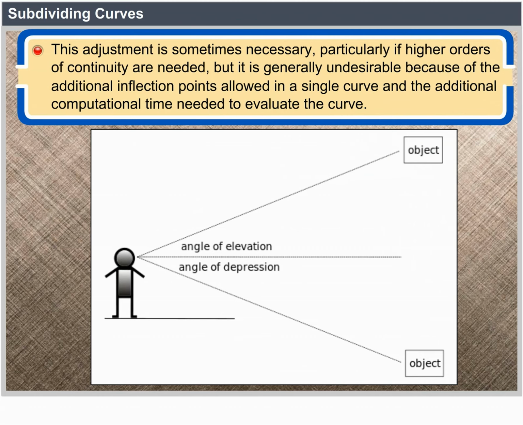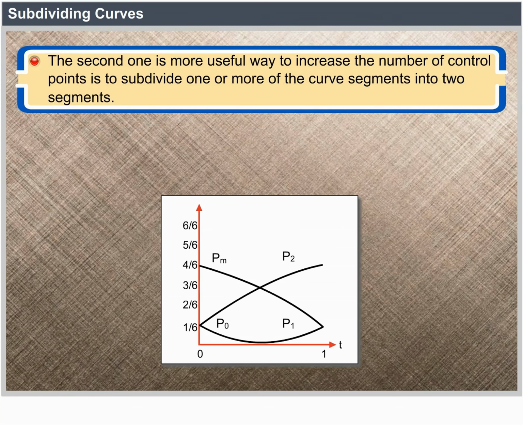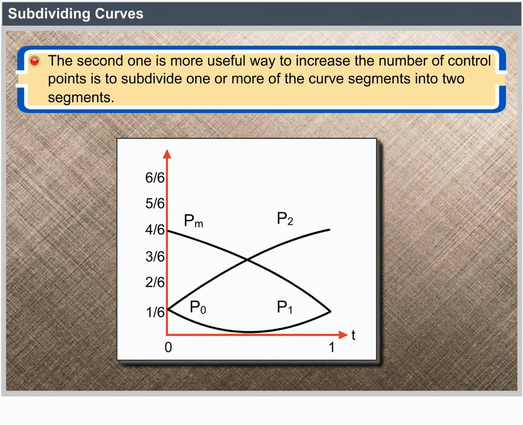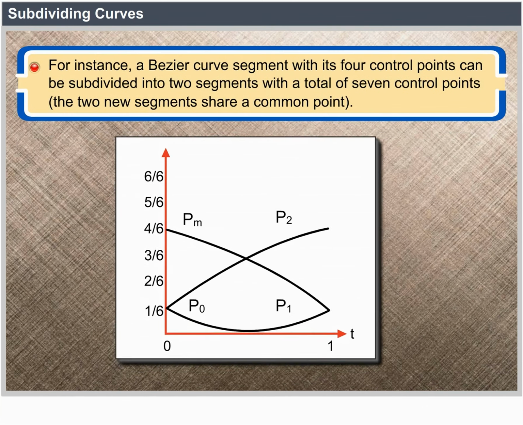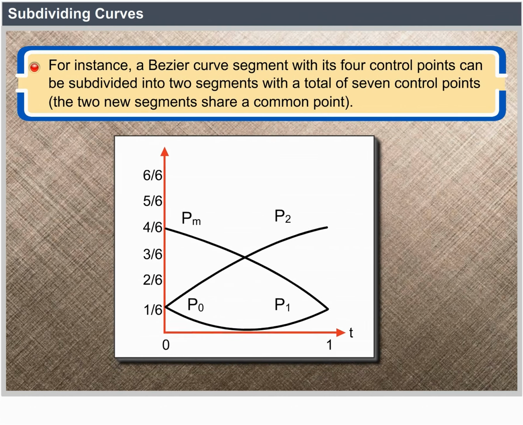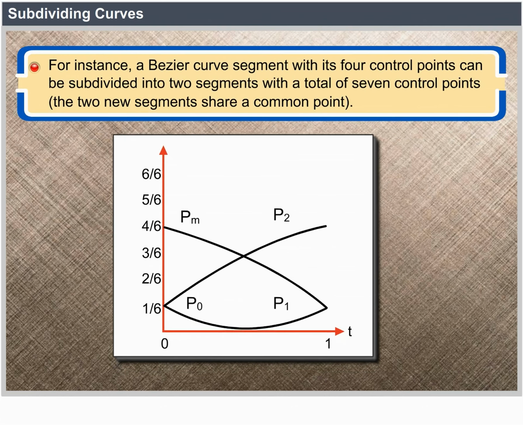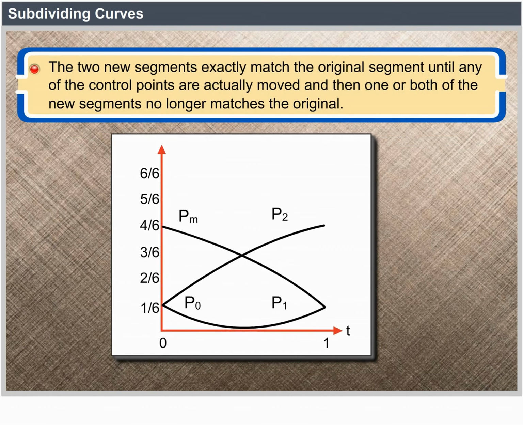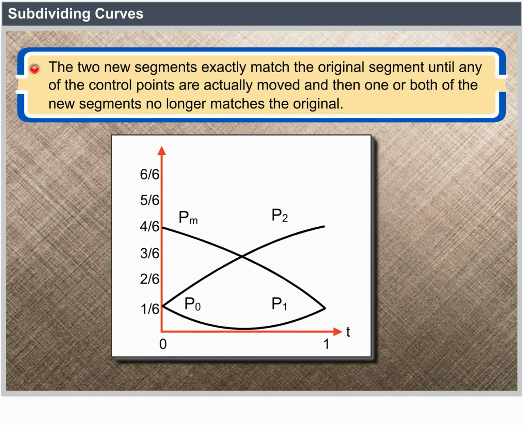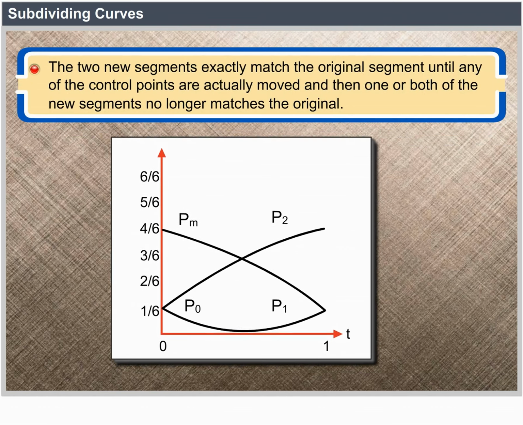The second, more useful way to increase the number of control points is to subdivide one or more of the curve segments into two segments. For instance, a Bezier curve segment with its 4 control points can be subdivided into two segments with a total of 7 control points. The two new segments share a common point. The two new segments exactly match the one original segment until any of the control points are actually moved. Then one or both of the new segments no longer matches the original.